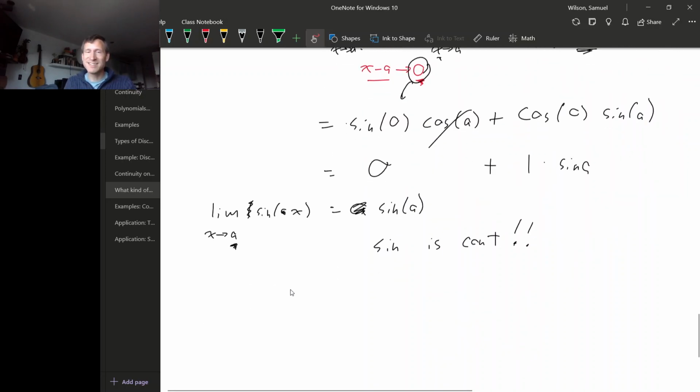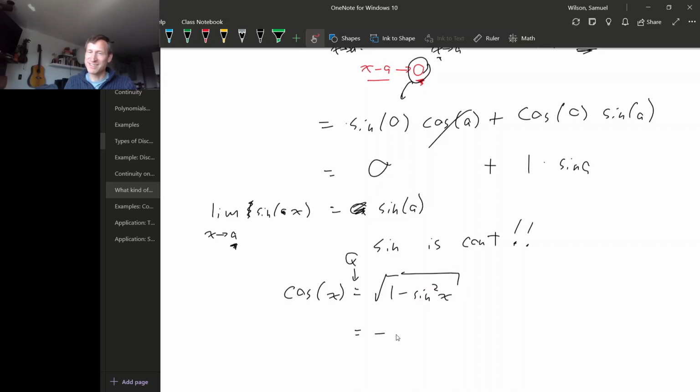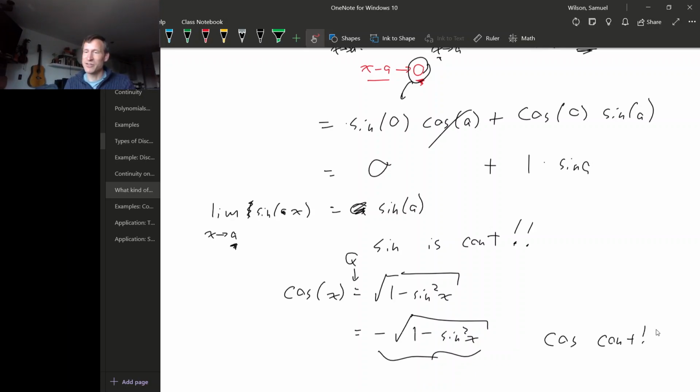All right, well, if sine is continuous, cosine is in some quadrants, so depending on the quadrant here, cosine is either plus the square root of 1 minus sine squared, or in other quadrants it's the negative of the square root of 1 minus sine squared. But whichever quadrant you're in, all of our earlier facts about continuous functions say that this combination of a continuous function is continuous. So cosine is also continuous on its entire domain.